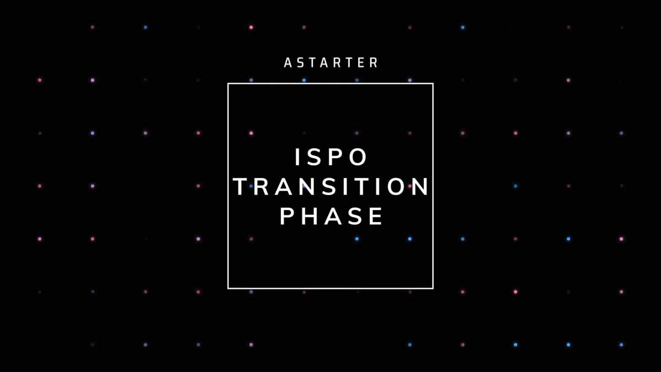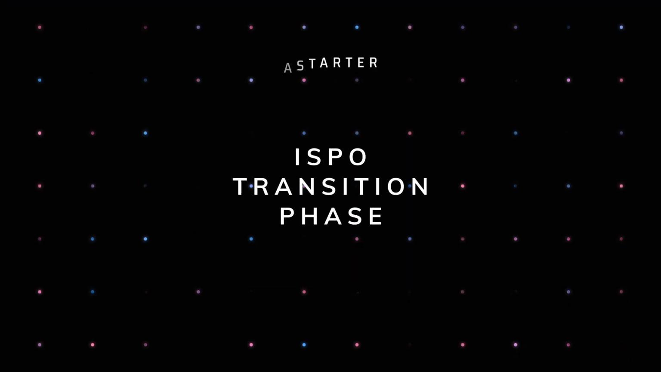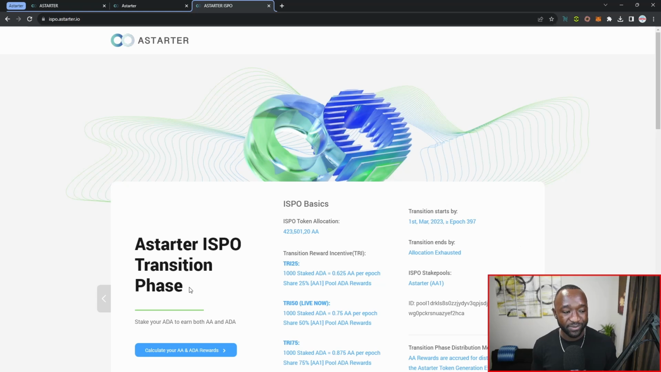Now, last but not least, I do want to bring to your attention the fact that the Astarter team does have their ISPO, which is currently in the transition phase. As a part of the ISPO, we have a token allocation of 423 million of the AA tokens, or the governance token for the Astarter protocol. Some of the stake pools are listed here on the screen.